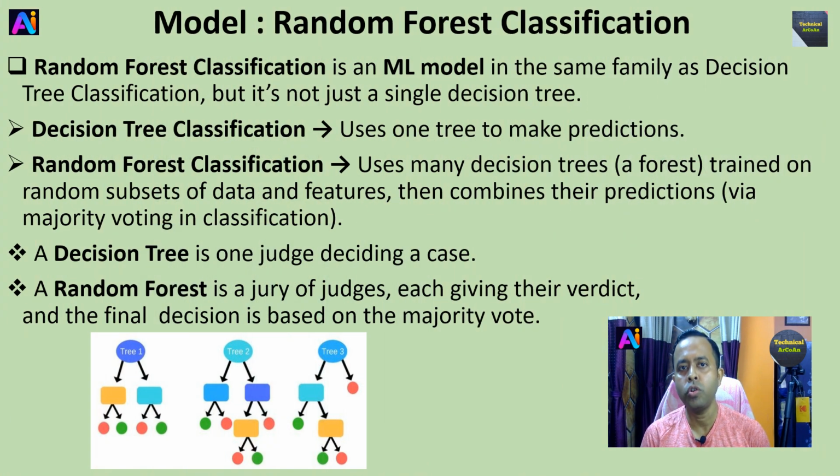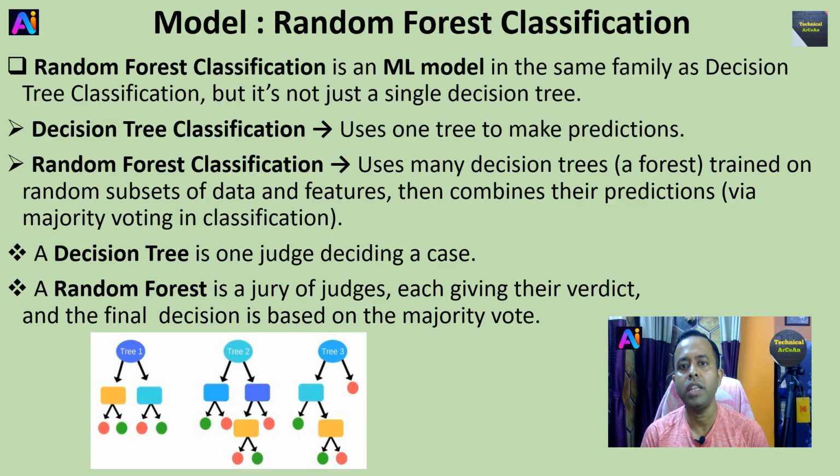At first we should know more about the random forest classification model. Random forest classification is an ML model, meaning machine learning model, in the same family as decision tree classification. But it is not just a single decision tree. A decision tree classification model consists of only a single decision tree, but a random forest classification model contains multiple decision trees, a group of trees. That's why it gives more accurate and stable predictions.